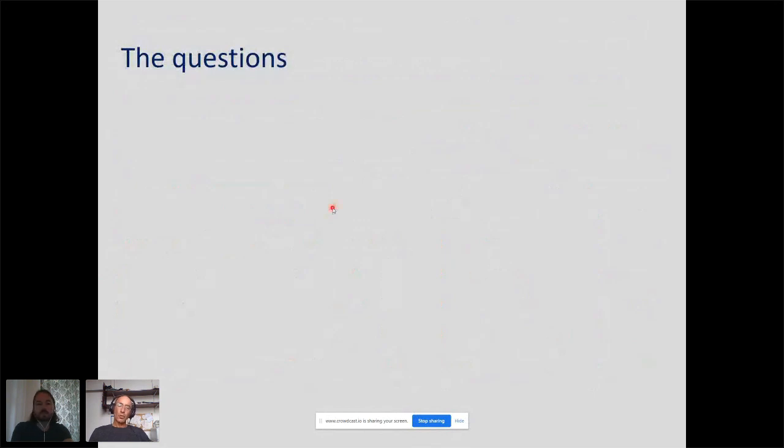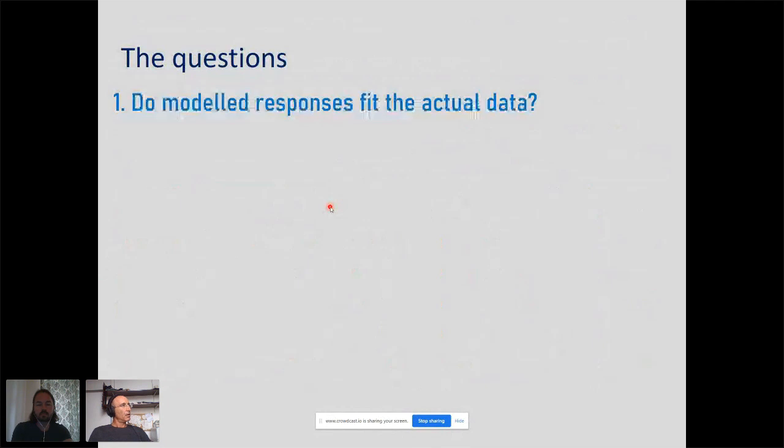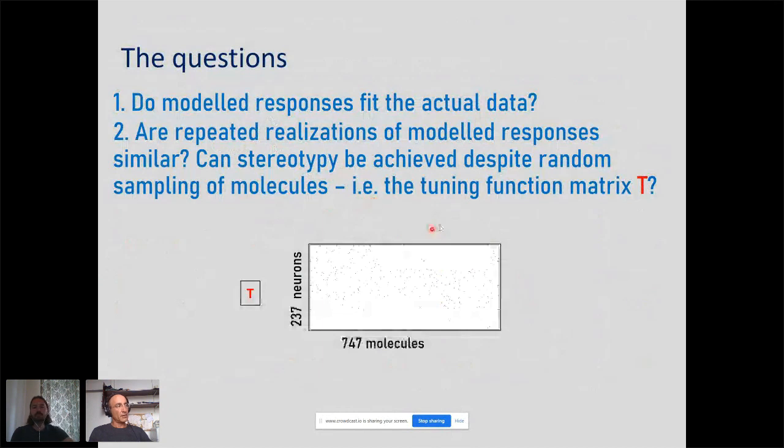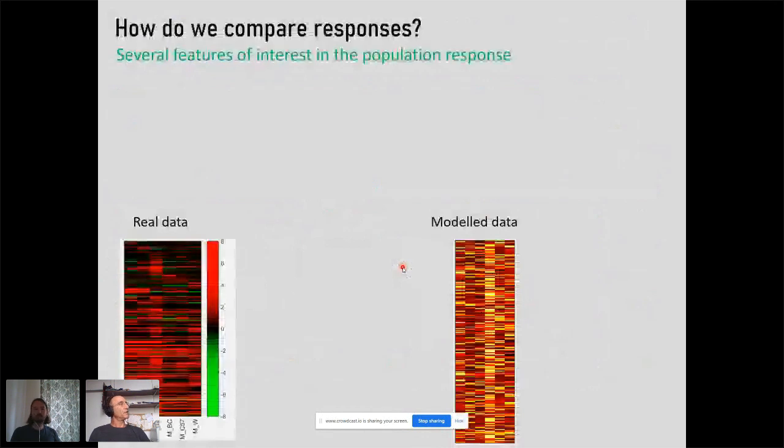And so the questions that we want to ask are really about these tuning functions. First of all, do the modeled responses fit the actual data that we measured in our electrophysiological experiments? And more importantly for this talk, are the repeated realizations of the modeled responses similar? In other words, do we see a stereotypy in the responses that we get when we randomly assign weights to the neurons, in other words, when we randomly assign the tuning functions in the matrix T? So this is the focus of the motivation for this analysis.